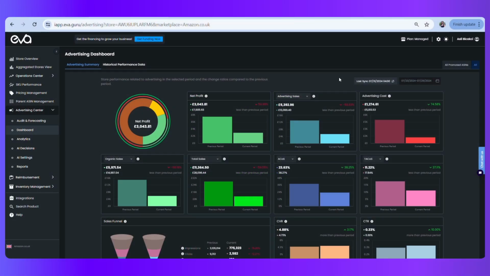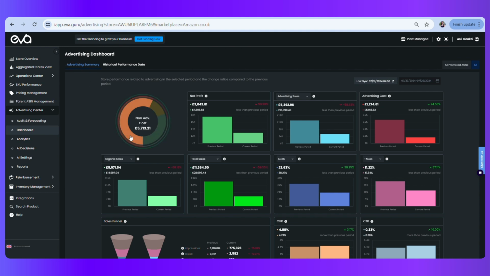Hi, I would like to start our video tutorial by explaining the advertising dashboard at first. As you can see, there are two tabs here. One of them is advertising summary and the other one is historical performance. At first, I would like to explain the advertising summary.